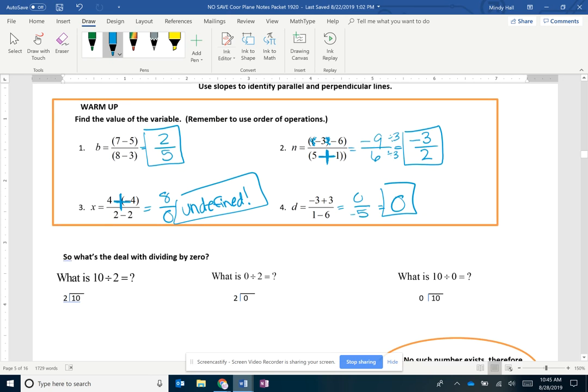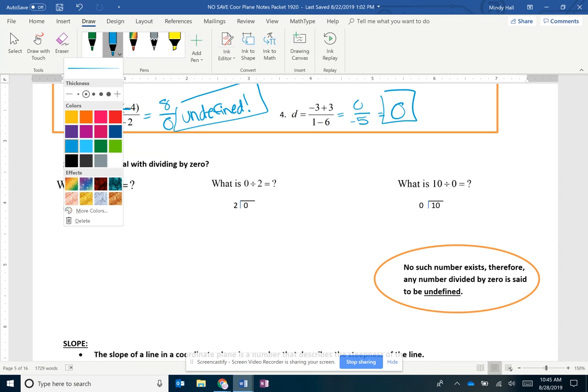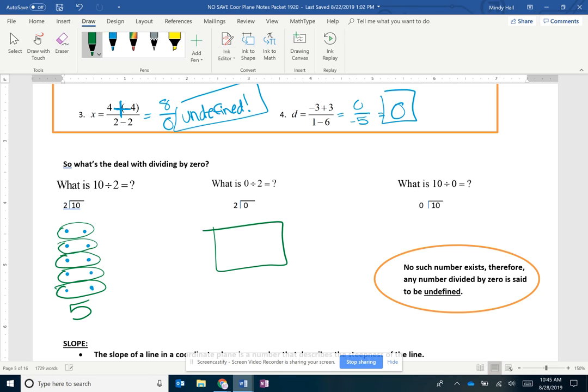So the deal with dividing by 0, there is actually a legitimate reason. If we had 10 divided by 2, think of it, if I had 10 dots, 10 divided by 2 is how many groups can I make of 2? So I can make all of these groups of 2, and I have 5 groups, so it's 5. Voila, I have my answer. If I have 0 divided by 2, I have nothing, and I can't make any groups of 2, so there's 0 groups of 2.